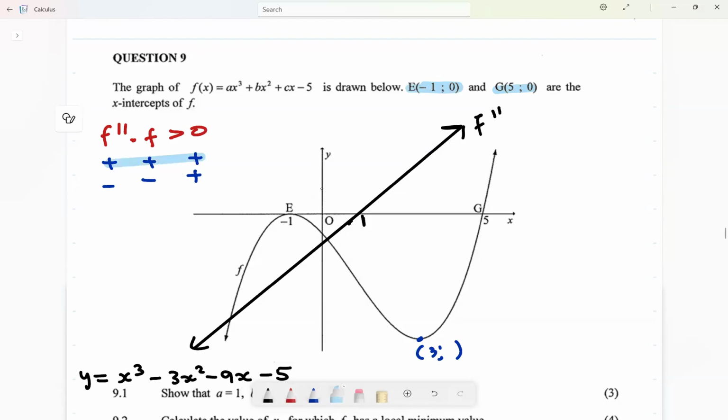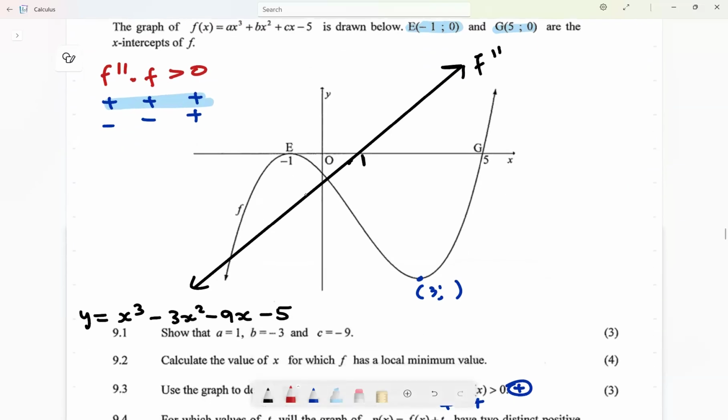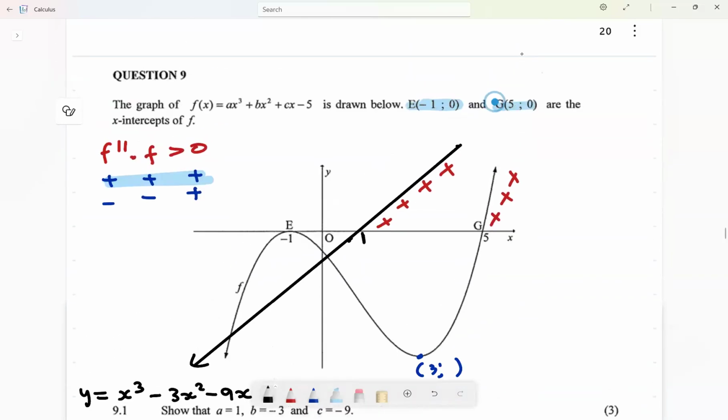So let's start with the first outcome, positive, positive. Let's check where f prime prime is positive. F prime prime is positive here. And where is f positive? F is positive here. So guys, do you agree with me that this is going to continue like this, and f prime prime is going to continue like that? I want this to make sense to you guys.